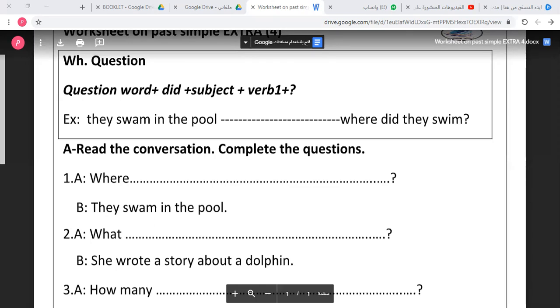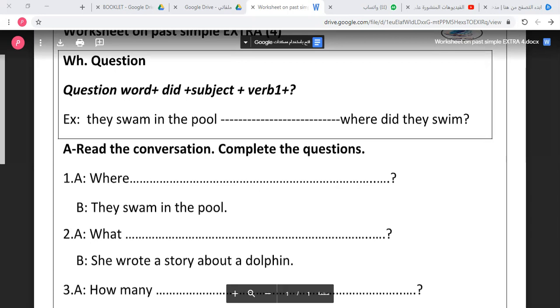Tayyim? Yes, teacher. Tayyim, he caught three fish. We want to ask about the number. Before we write did, we should write fish, because we write the thing that we want to know its number. We want to know the number of fish. So before writing it, we should write fish. How many fish?